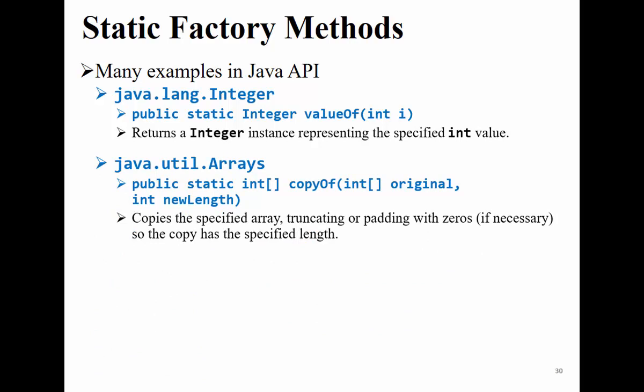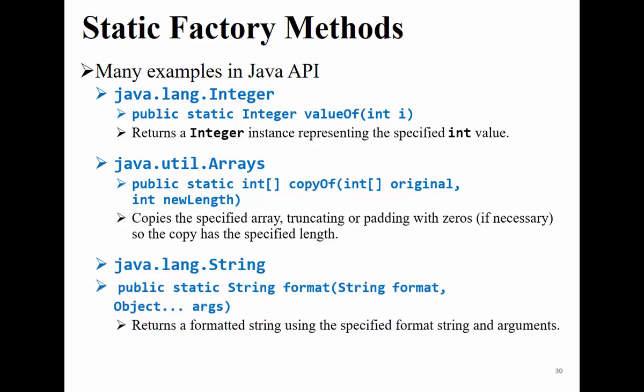For example, you have created an original array of 5 elements, and you decide to extend the length. The only way to extend the array length is to create a new array with a larger length. So that's why we use copyOf. You give the original array and you give a new length. It will create a new array and ship it back to you. So that is another example of a static method.